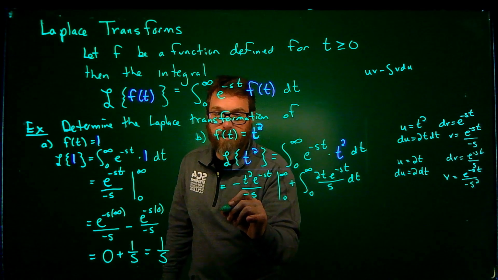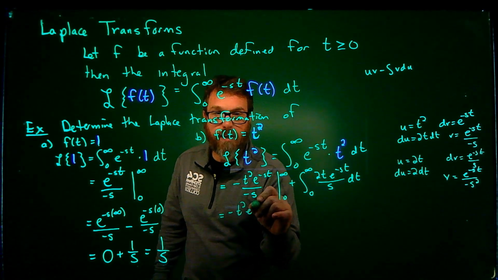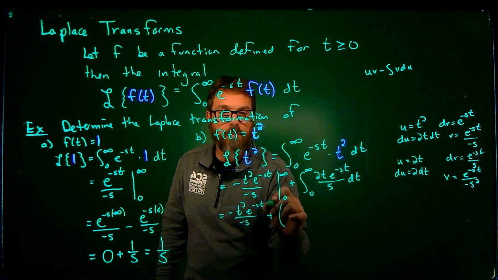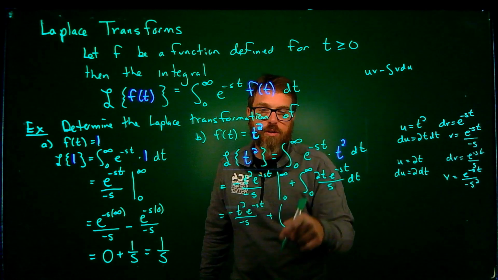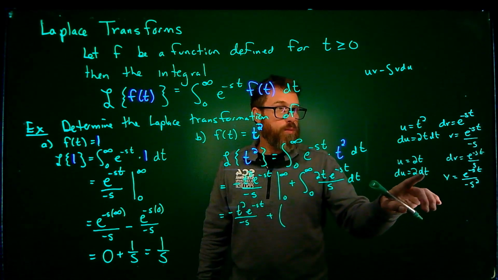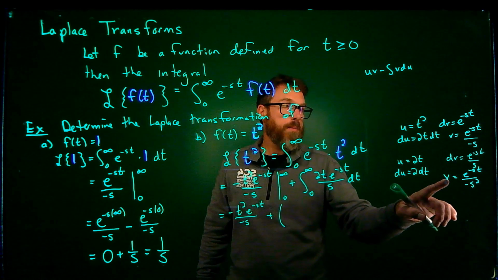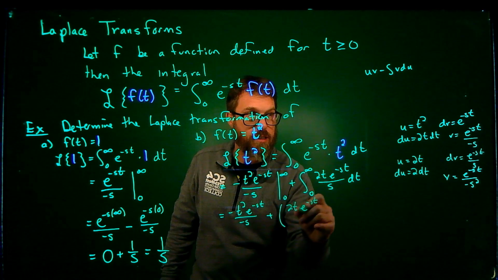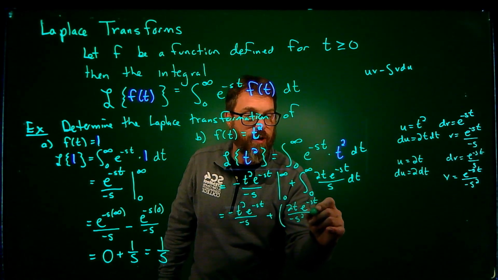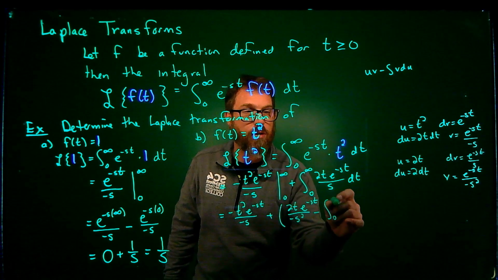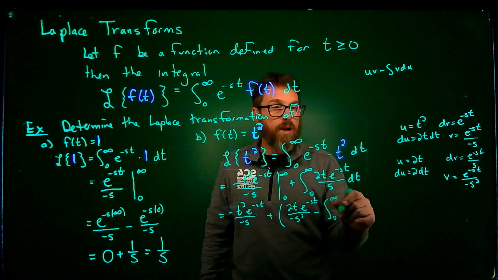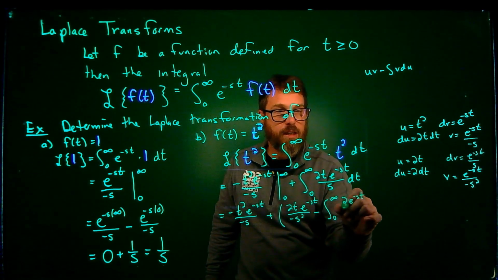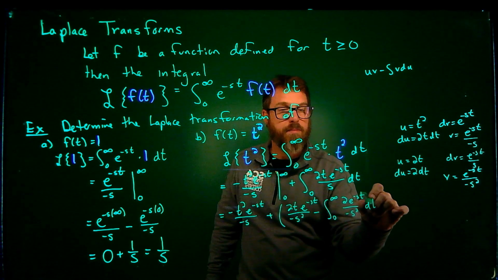So again, setting this up, this is going to be equal to minus t squared e to the minus st all over negative s plus, well, we're going to evaluate this entire thing from 0 to infinity. So this one is going to be uv minus the integral of v du. So this is going to be 2t e to the minus st all over negative s squared minus the integral from 0 to infinity of v du. So this is going to be 2e to the minus st all over negative s squared dt.